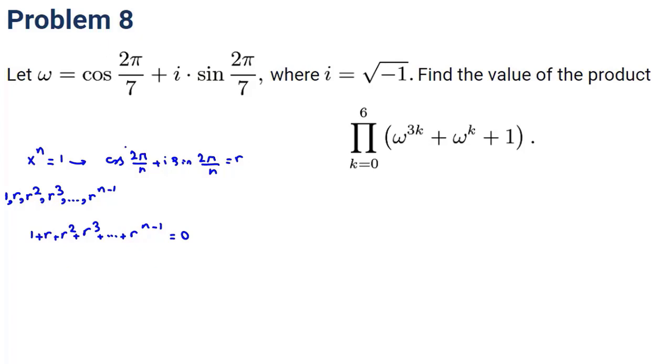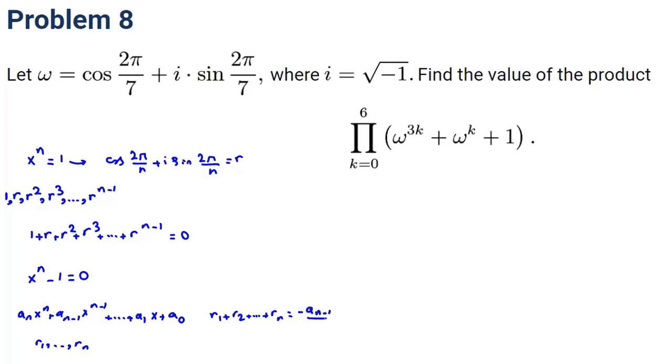It has two proofs. One proof is, by Vieta's formula, we know x to the n minus 1 equals 0. If you have a polynomial a_n x^n plus a_(n-1) x^(n-1) plus up to a_1 x plus a_0, with roots r1 to rn, the sum of the roots r1 plus r2 plus up to rn is equal to negative a_(n-1) over a_n. And here, because a_(n-1) is 0, that's the reason the sum is 0.